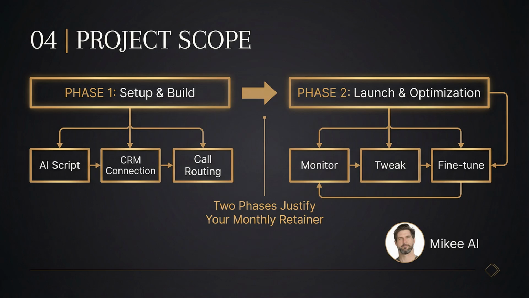The project scope section is where you show structure. This is what separates you from every other automation guy out there. You want to break this into two clear phases. Phase one is set up and build. Here you explain exactly what you'll do to get the system built.